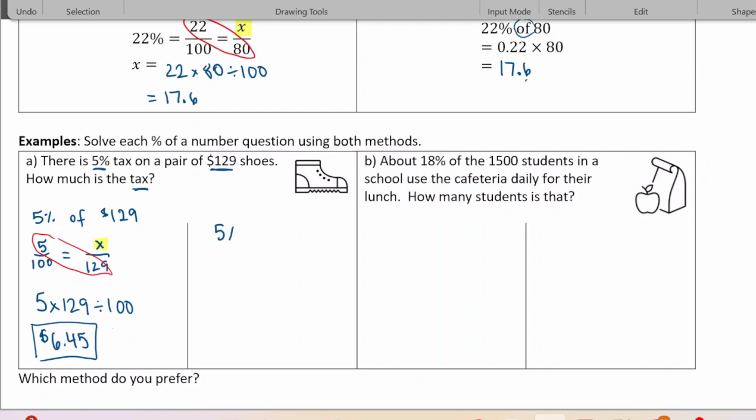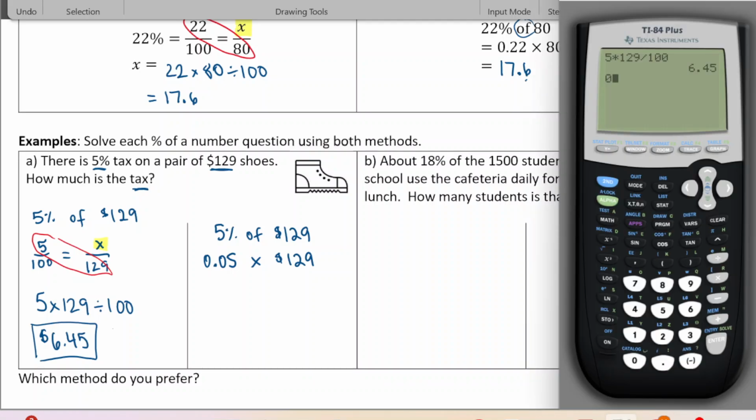So we want to do 5% of 129. Remember, calculators work in decimals, so we convert this to a decimal. Of means multiply. And so this is what we type in for our calculator to understand: 0.05 times 129, and I should get the same answer, because actually I'm just doing the same calculation. See how they both are $6.45.